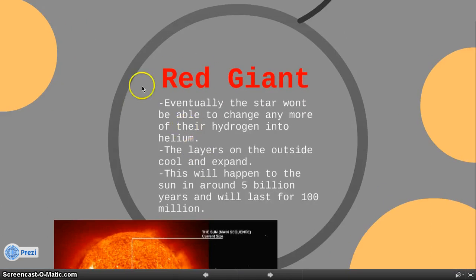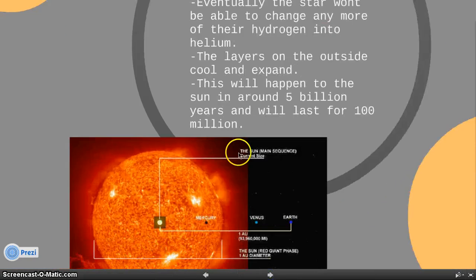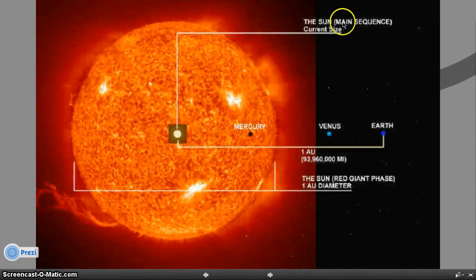So red giants: eventually, the star won't be able to change any more of its hydrogen into helium. There'll be a little bit left, granted, but it's going to be mostly converting helium into carbon. The outer layers of the red giant, or of the normal star, will cool and expand, which will create the red giant. And this will happen in about 5 billion years, and the red giant phase will last for about 100 million years, which is very fast in the history of the universe.